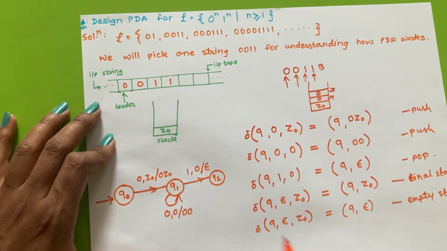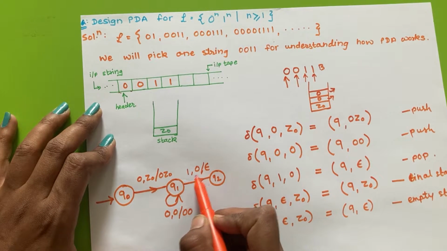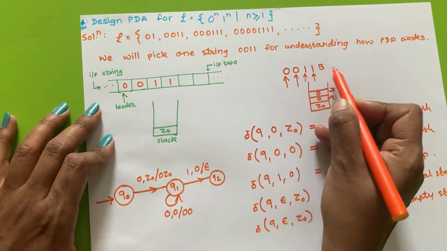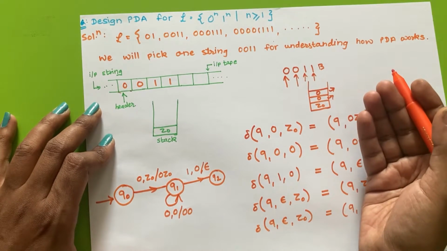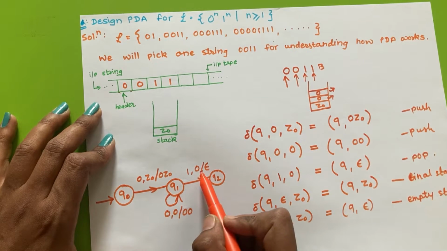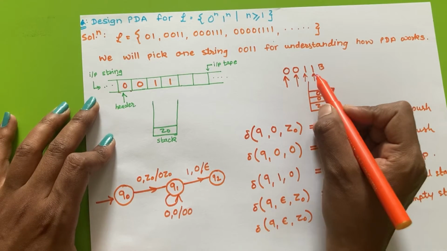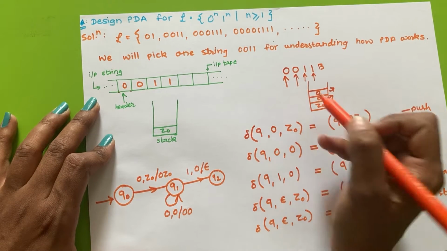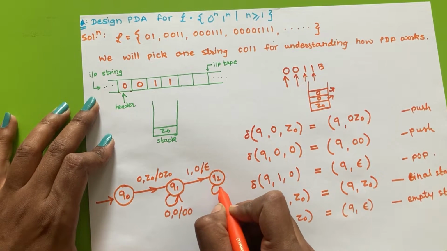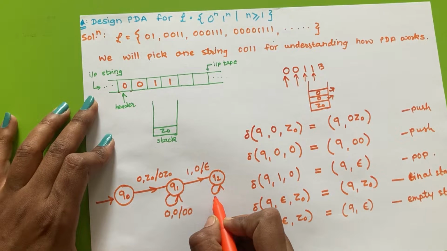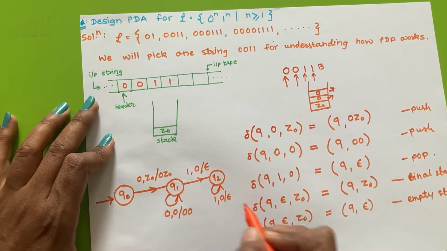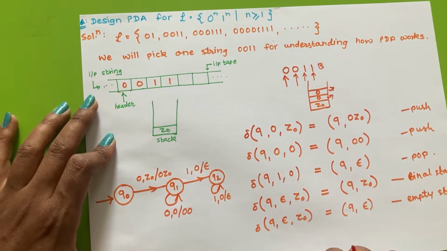This will perform the first pop operation, and for the remaining ones we have to perform the pop operation repeatedly, as we have 1 as input symbol and the top of stack is 0. This will be represented as reading input symbol 1 with top of stack 0, and then we perform the pop operation again.